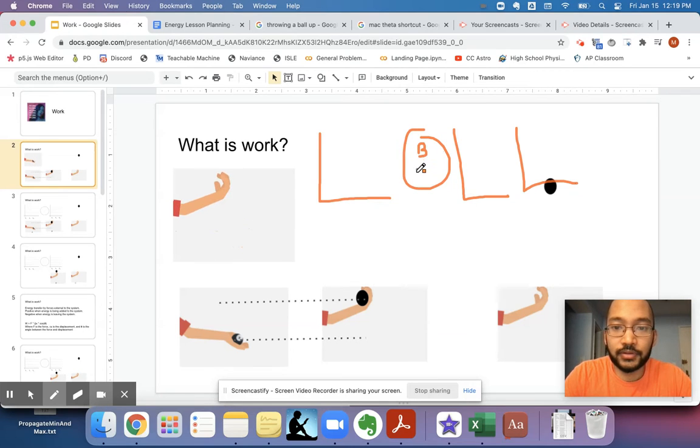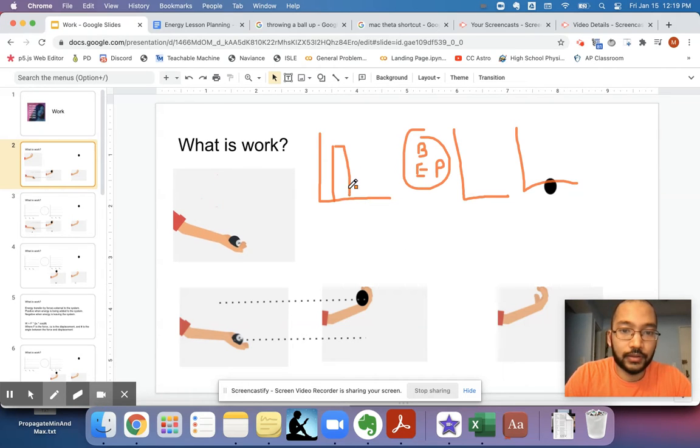The ball, earth, and person are in my system. So what does this look like if everything is in the system? Pause the video, try it. Hopefully tried it. Initially, this is just chemical energy. In snapshot B, the middle one, this is kinetic. And in snapshot C, this is gravitational.